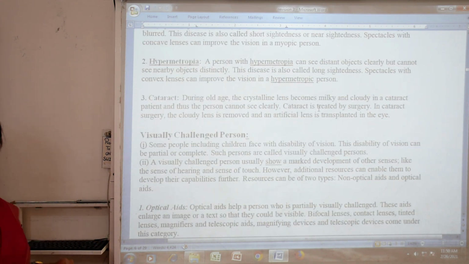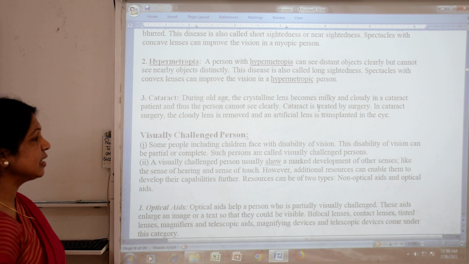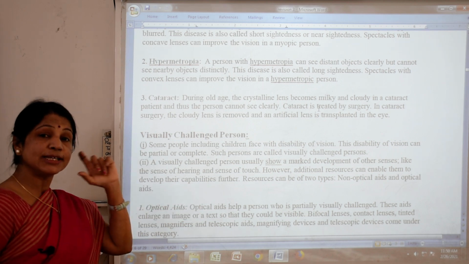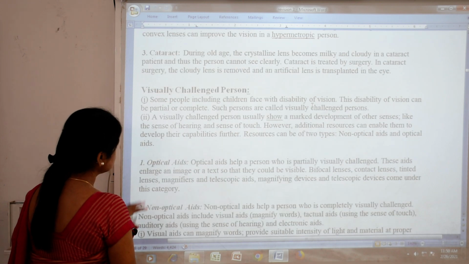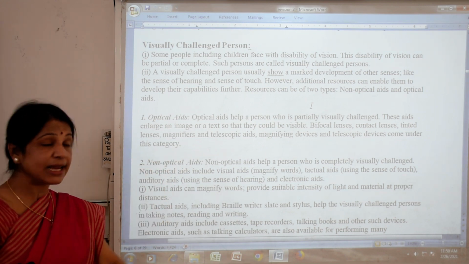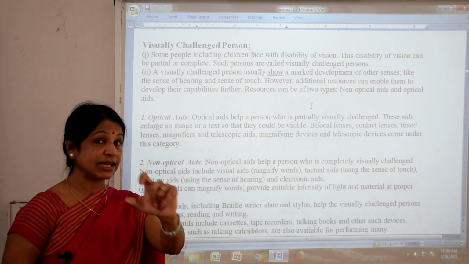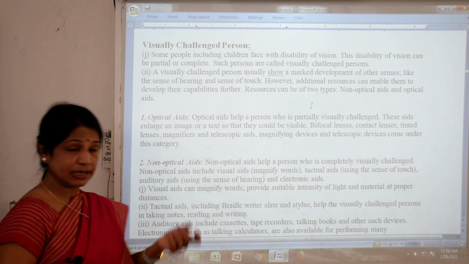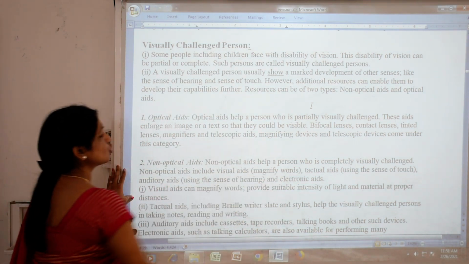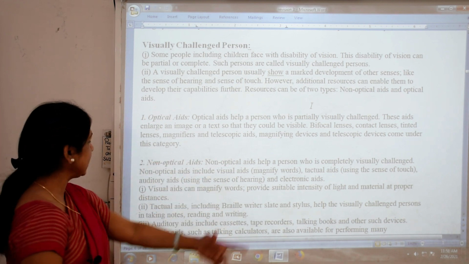Now we are going to see visually challenged persons. Some people, including children, face a disability of vision. Disability of vision can be partial or complete. Such persons are called visually challenged persons. Now further, we are going to see what optical aids are. Optical aids help a person who is partially visually challenged. These aids enlarge an image or text so that it can be seen. Bifocal lenses, tiny lenses, magnifying devices and telescopic devices come under this category.